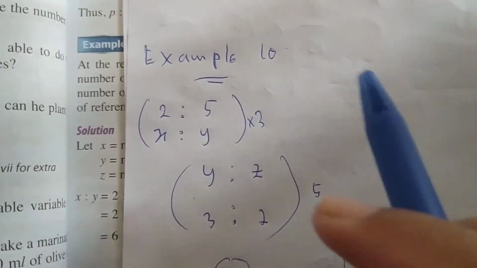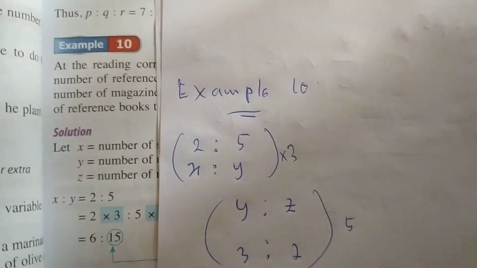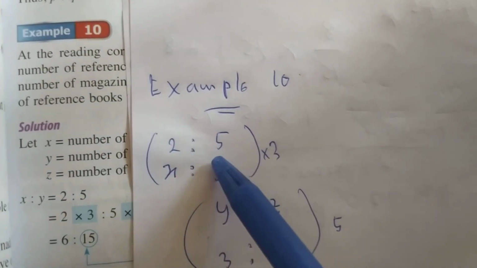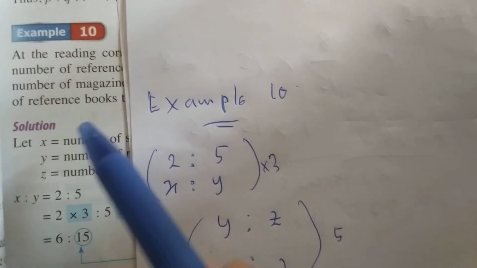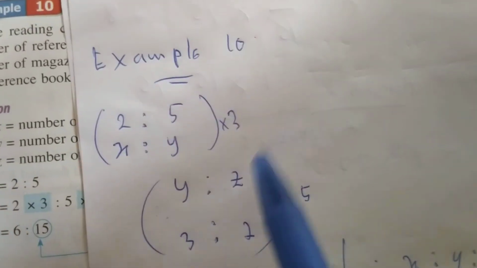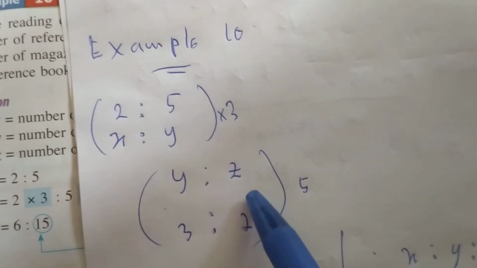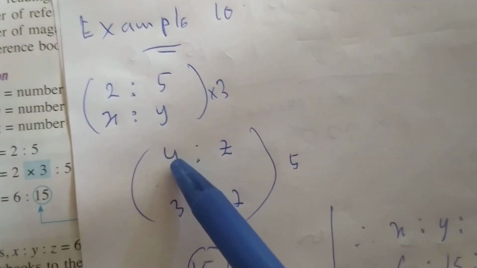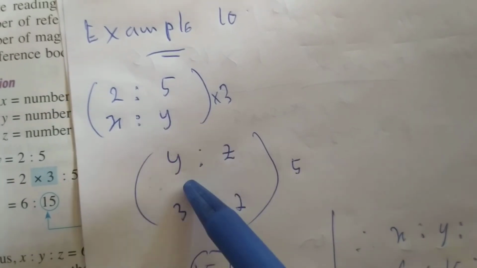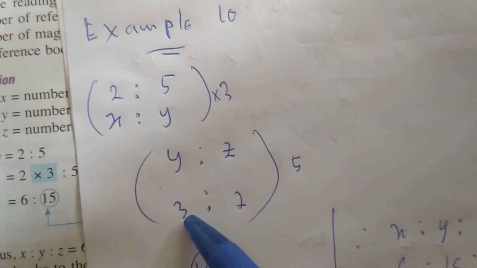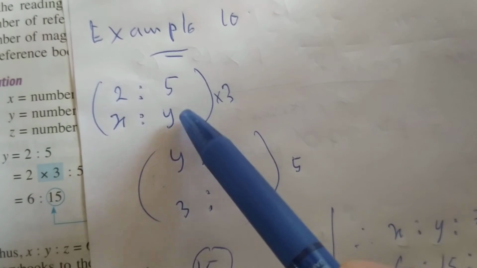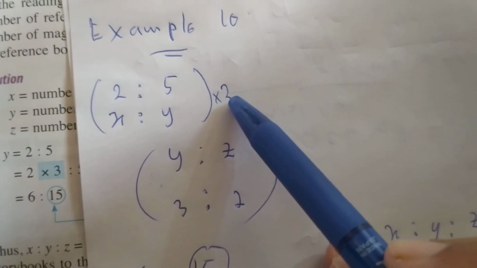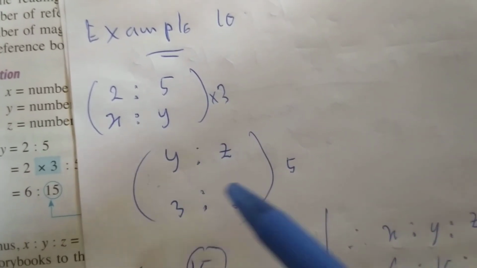For example 10, look at here, X ratio Y. You write 2 ratio 5, information given in the question. Then another ratio is Y ratio Z equal to 3 ratio 2. So look at the value for Y here. Y here is equal to 5, and Y here is equal to 3. So we need to make the same value for Y. So here 5 you times 3, and Y here 3 you times 5.